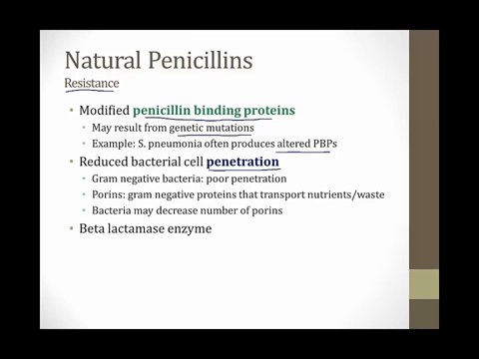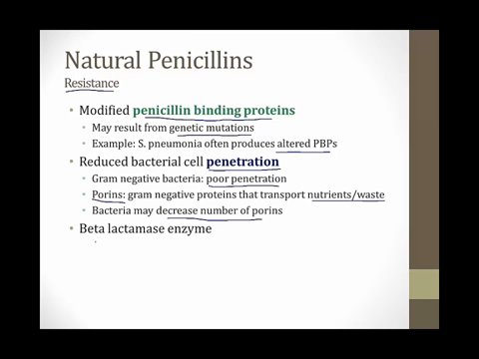A second mechanism of resistance is reduced bacterial cell penetration of the drug. Most gram-negative bacteria display poor penetration of the natural penicillins. In general, gram-negative bacteria are more difficult to treat with antibiotics than gram-positive bacteria. That's because gram-negative bacteria have protection by an outer membrane. In addition, there are porins found in gram-negative bacteria. These are proteins that transport nutrients and waste, and they allow some antibiotics to get into the cell. However, bacteria can also decrease the number of porin channels, and this once again reduces bacterial cell penetration to many drugs.